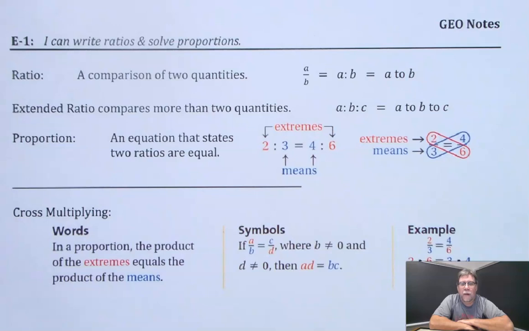Hi everybody, and welcome to a brand new unit. This is Unit E. This is on similarity. We're going to talk about similar shapes, similar triangles, similar polygons. We're going to talk about algebraic concepts between them and properties between these similar shapes.